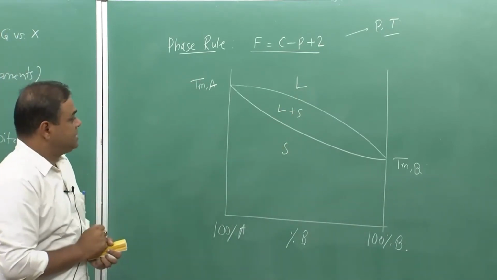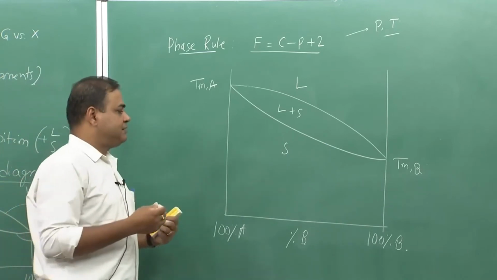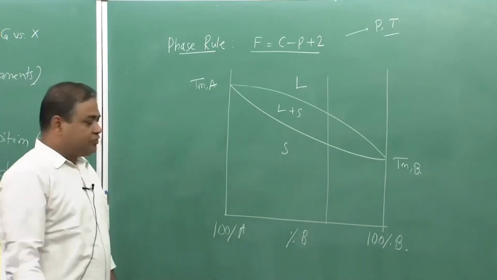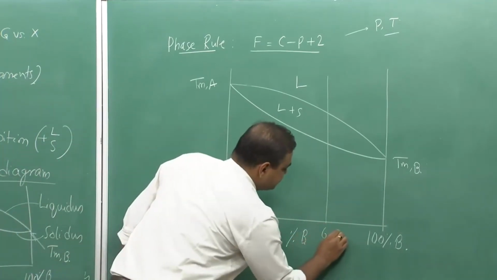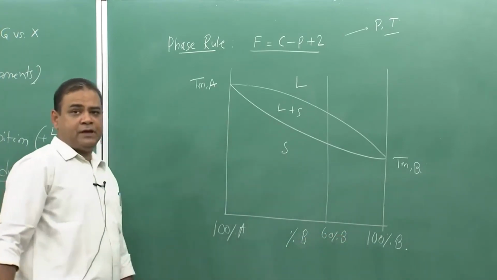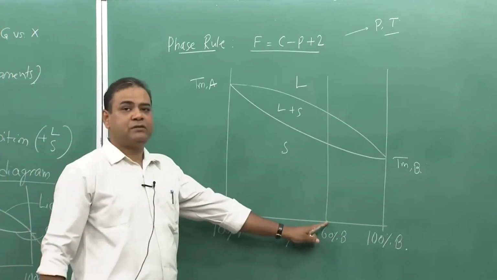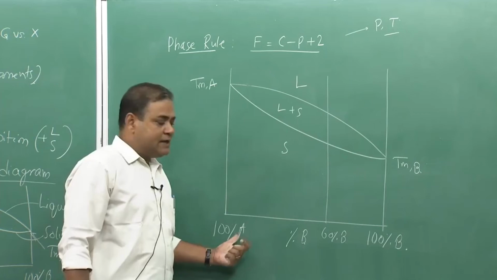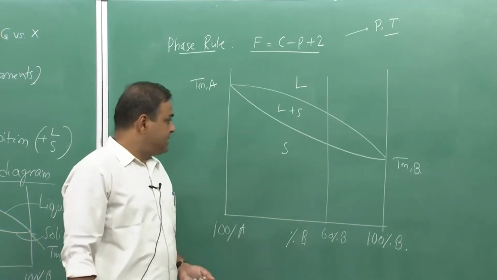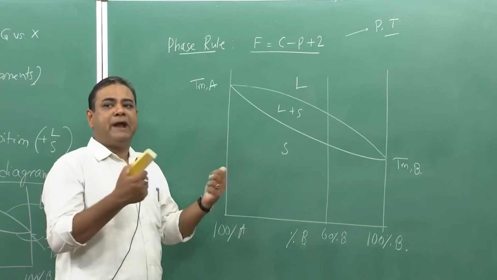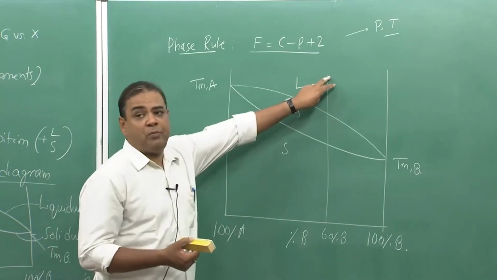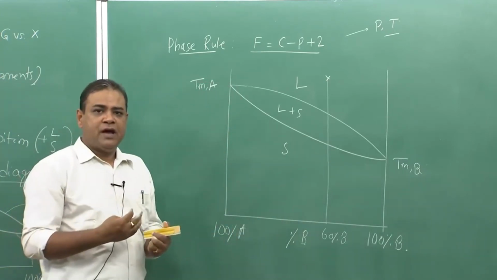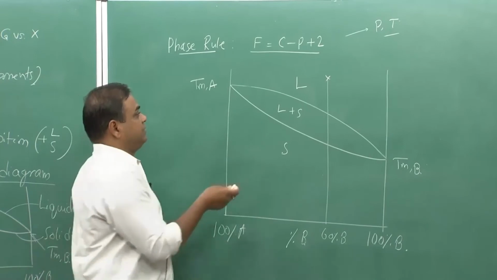This is clear. Now let us take one particular composition, let us say this composition. So if I take this composition, let us say 60% B, and I melt this, let us say we start with 40% A atoms and 60% B atoms, and then I mix them together and melt them and take it to this particular point, and at this point both will dissolve together and form a single phase which is liquid.